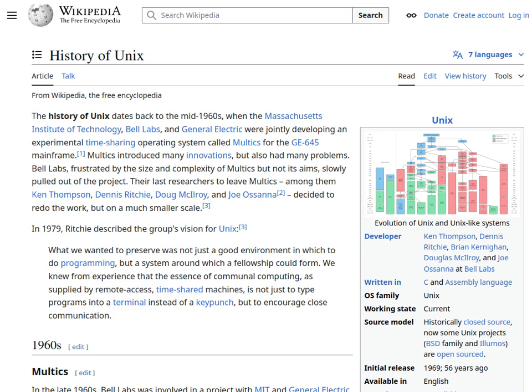But the real game changer for Unix in the 80s was the 1983 breakup of the Bell System. Yeah. That must have had a huge impact.